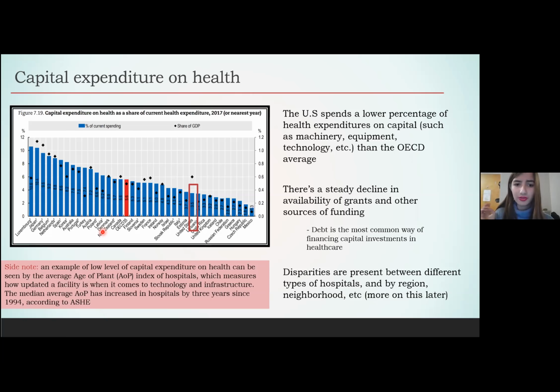And there's also just a lot of disparities, which I'm going to go to in a little bit, by different regions and neighborhoods and things of the sort. So that means that not only are we spending way less on capital, but also different places can have various different capacities, which will impact whether they can really handle a pandemic such as COVID.